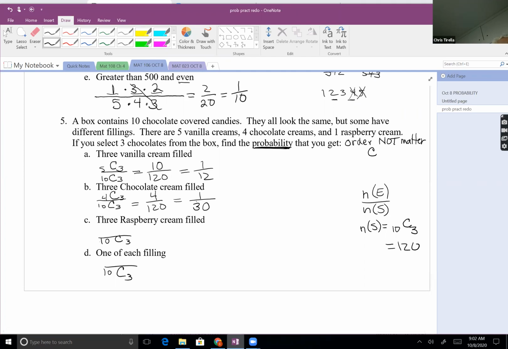All right. Does anybody else really like chocolate covered raspberry stuff? Like that is the bomb. So I really want 3 chocolate covered raspberry candies. Can I get 3 chocolate covered raspberry candies? No. Why not? This is only 1. There's only 1 in the box. This isn't going to happen. So this is not possible.